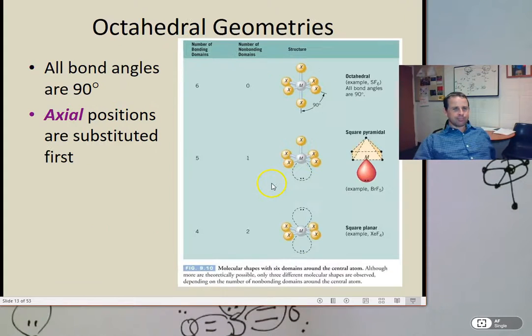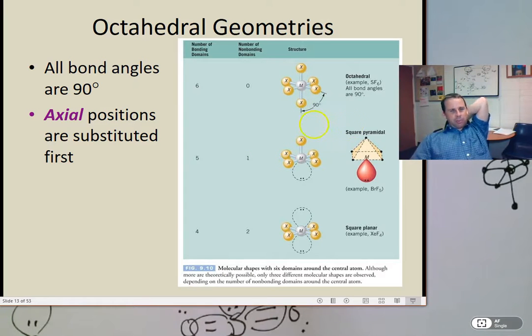In an octahedral geometry, we can call this axial, but it's really not any more axial than any of these, because if you were to grab any one of these atoms and pull it to the bottom, it would make the same shape. So it ends up being insignificant in terms of which atom is going to be replaced with a lone pair of electrons. It doesn't matter. They're all equally distant from each other. There's no one spot that has more space.